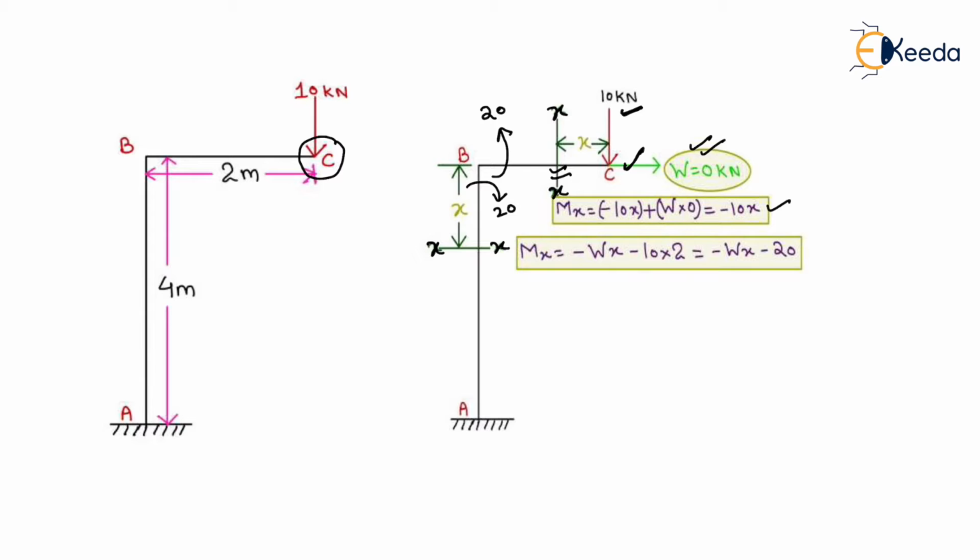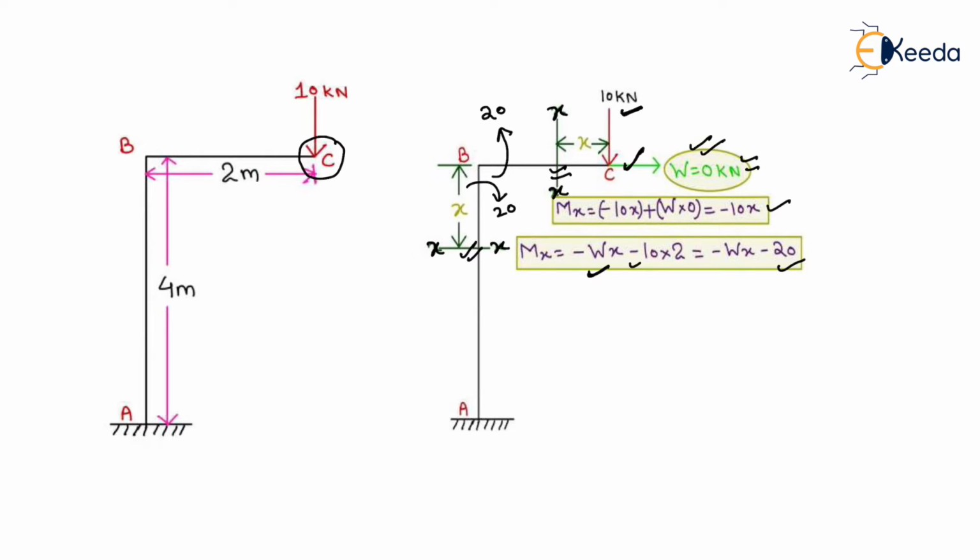Now we will compute the moment along this x axis, which will be equal to minus 20 because of hogging moment, and because of this W load. By the free body diagram we will have the moment due to this W load equal to minus W into x. So we will have the total moment equal to minus Wx minus 20.